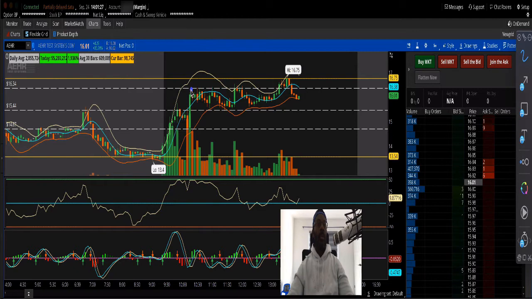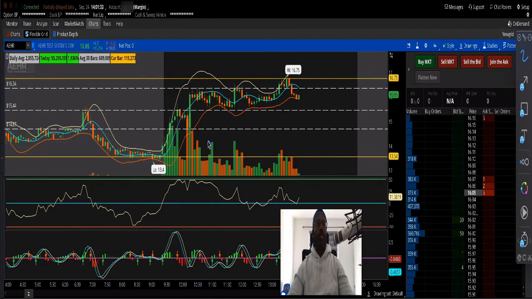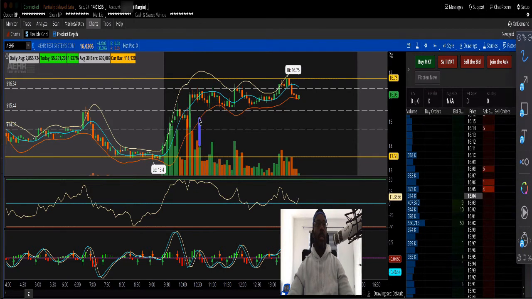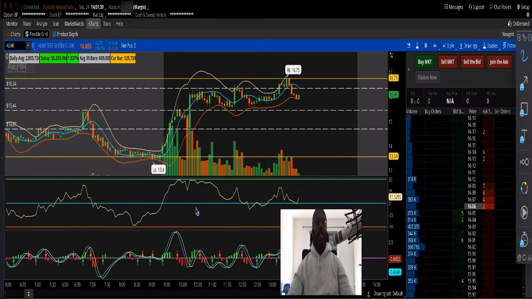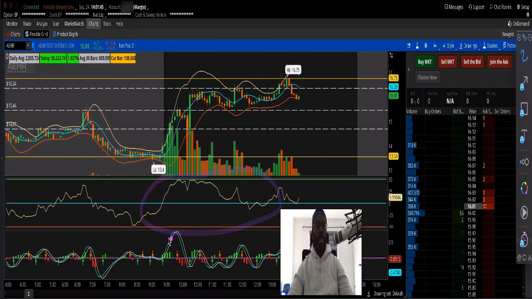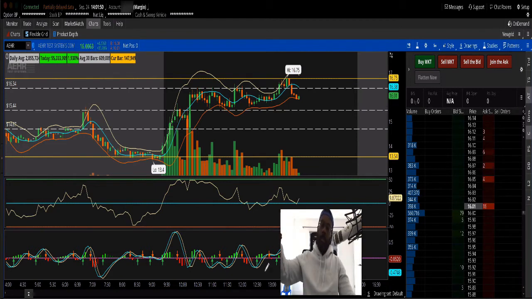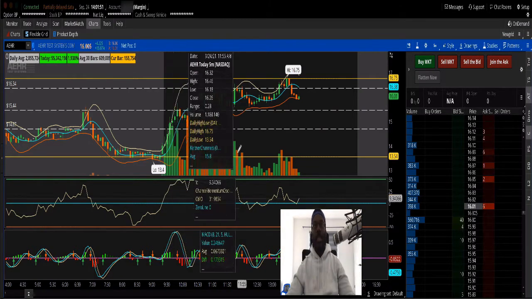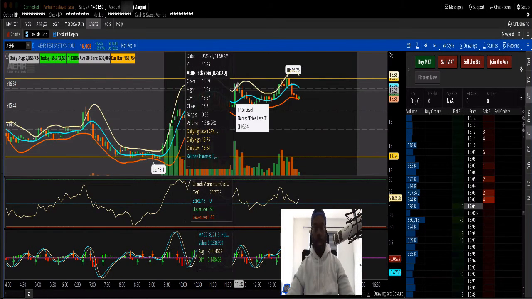So that was the resistance, and it tagged it so many times, and you'll see it with the volume right here. You'll see all the volume play, and you'll see it on the momentum oscillator right here, and then you see it here on the MACD. This stock was going to bust through 1634. So I took my position.